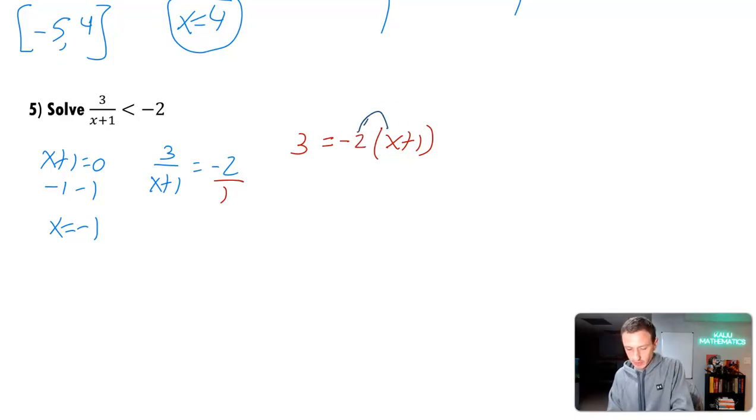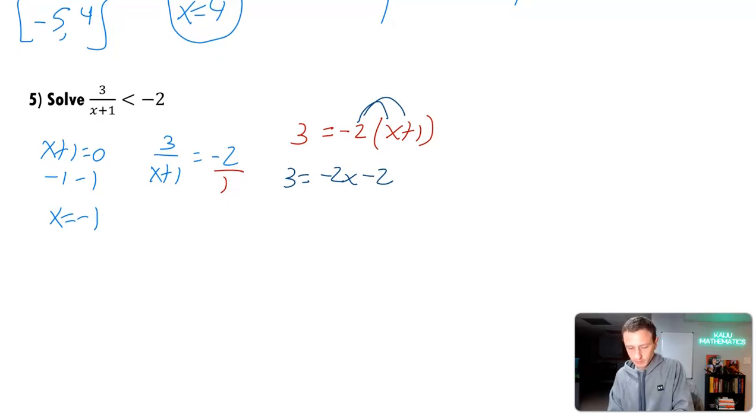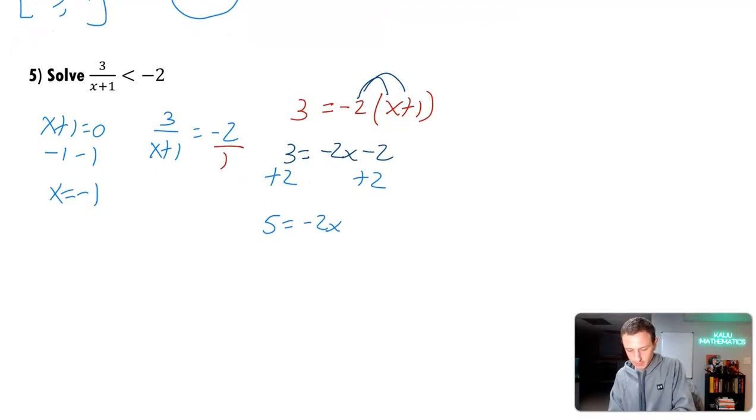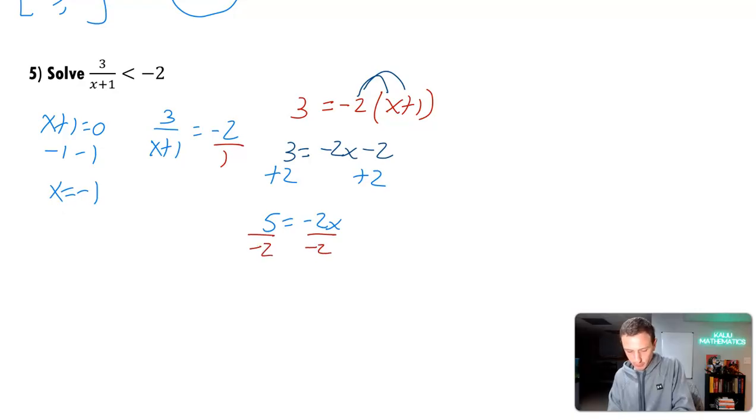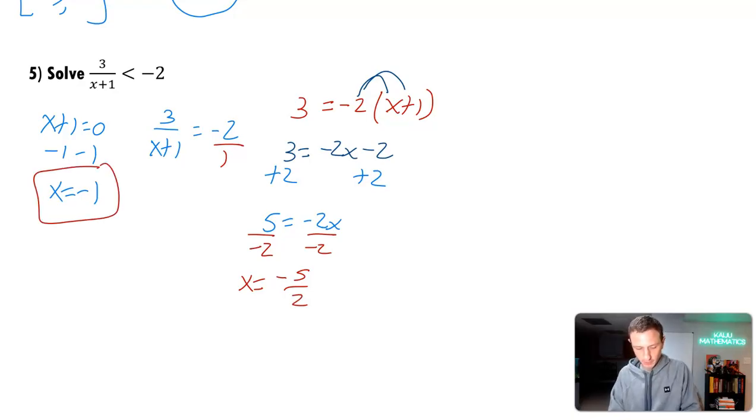So I'm going to distribute the -2. So 3 equals -2 times x is -2x. -2 times 1 is -2. Add 2 over to both sides. 3 plus 2 is 5 equals -2x. Divide by -2, so we get x is equal to -5 over 2. So my numbers I have to look at are -1 and -5 over 2.